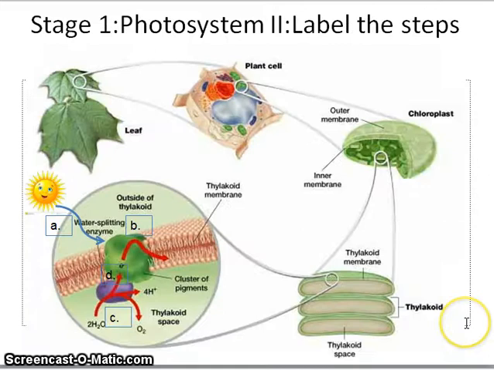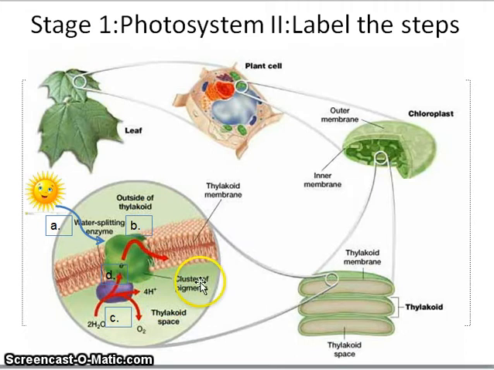If we look at this picture, you can see a leaf, and then if you zoom in on the leaf, you can see a plant cell. Zoom in on the green thing in the plant cell, and you see a chloroplast. Zoom in further, and you can see 3 little stacks of thylakoids, which are these little stacks in the chloroplast. And if you zoom in one more time, you can see the actual membrane here of the thylakoid, and that's where we want to land with our stage 1 in photosystem 2.